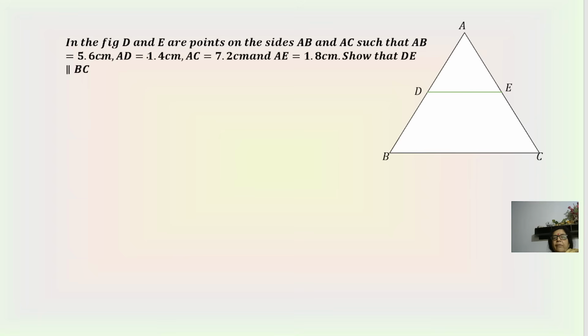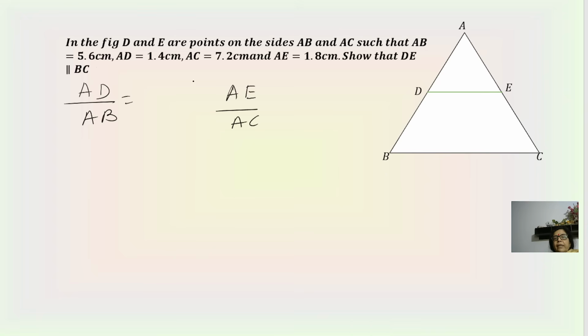So here we have a figure ABC where AD is given as 1.4, AB, the whole line, is given as 5.6, AC is given as 7.2, and AE is given as 1.8. Now you can do it in two ways. Either you can take the values directly and find out the proportion. So if I take the values directly, AD by AB, and AE by AC.